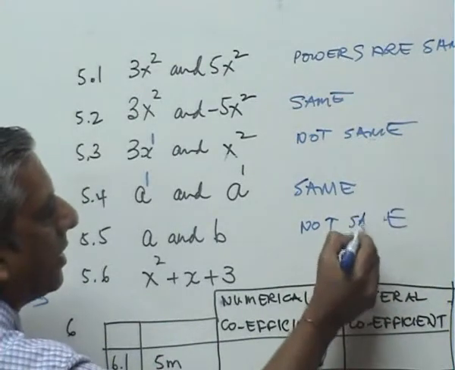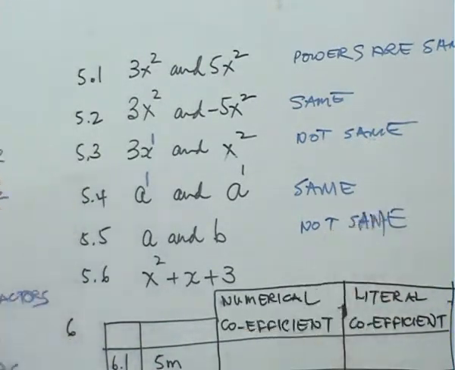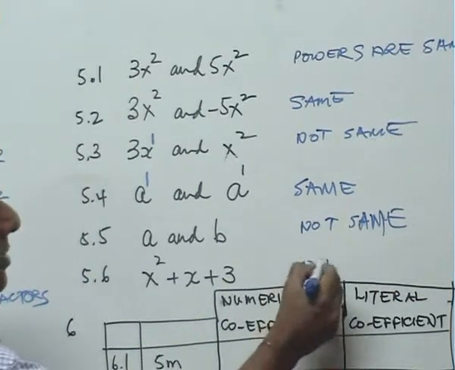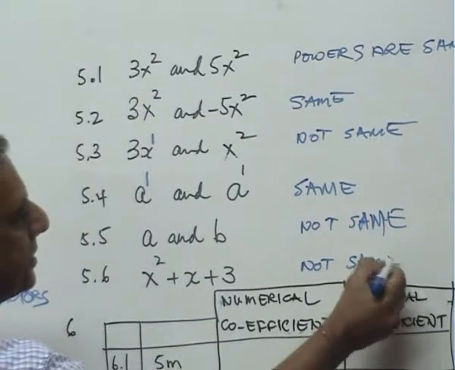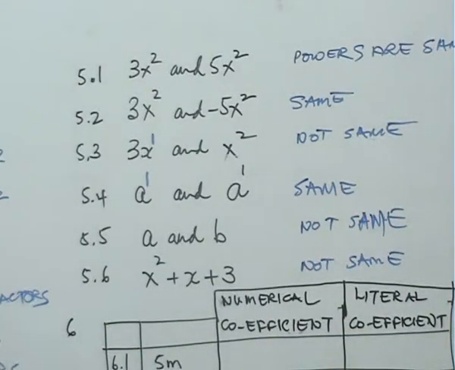Sorry about this little bit of untidy work. Not same. 5.6. Here the bases are the same, but the indices are different. And then here 3 itself is now a base, so it's all different. All three are different, therefore we say it's not the same. So these powers are not the same.